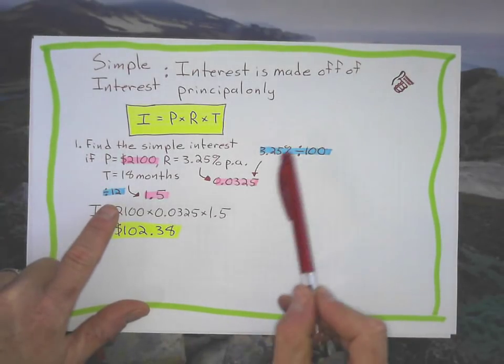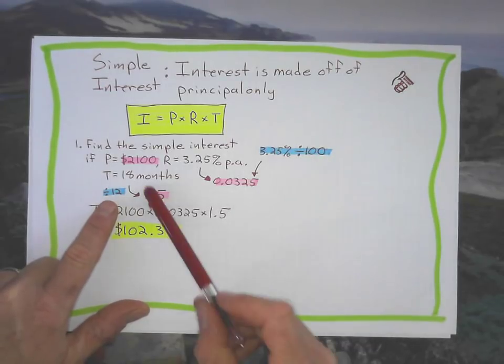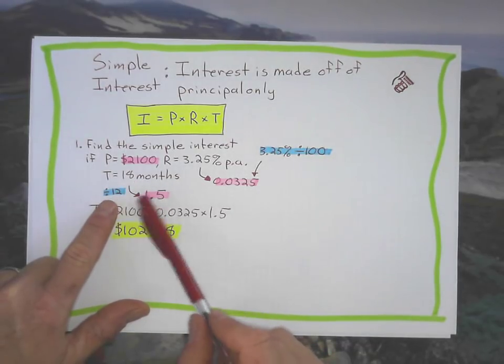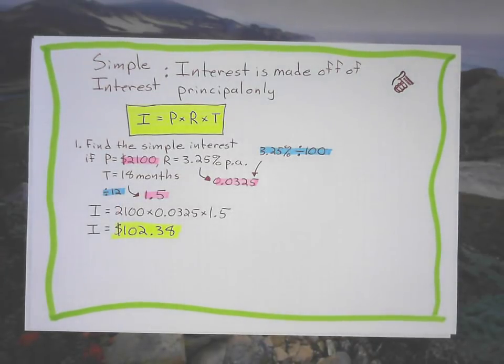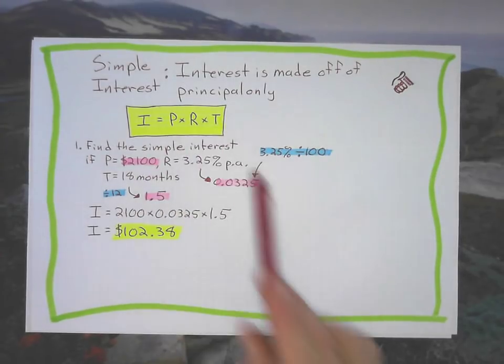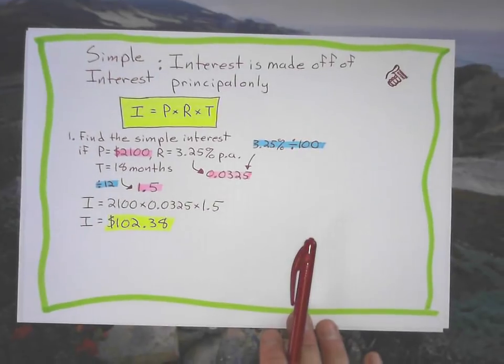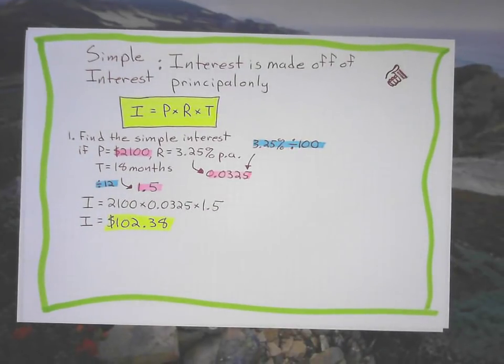I highlighted these parts in blue to show how I get the interest rate as a decimal. I divide it by 100. And if it's in months, how I get it to years, which is just divide by 12. Alright, so we can do more examples of simple interest, but it's a relatively straightforward formula. Nothing too complicated there. Now let's look at some compound interest and see what the difference is.